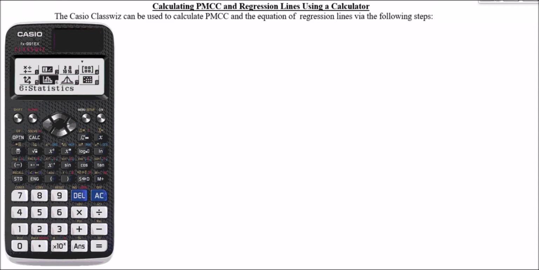So, step by step. First of all, I would always recommend the Casio Classwiz. If you're watching this video in several years' time, maybe it'll be a different calculator, but I imagine any calculator from 2022 and beyond will be able to calculate the PMCC for you and the equation of regression lines. So using the Classwiz in particular, your first step is, well, apart from switching it on, of course, press menu and then 6 to get into statistics mode.